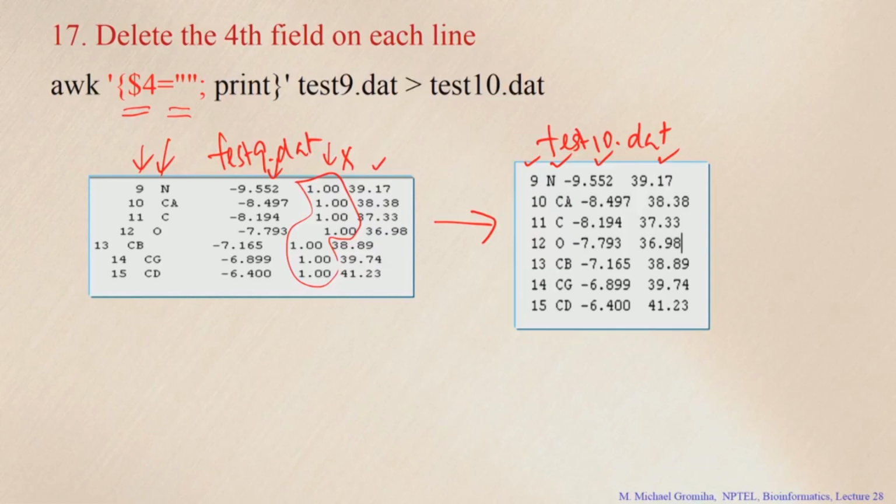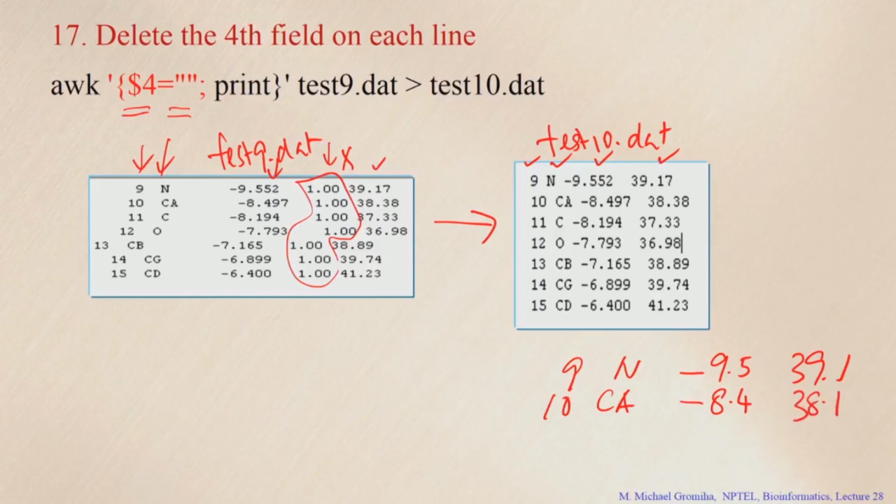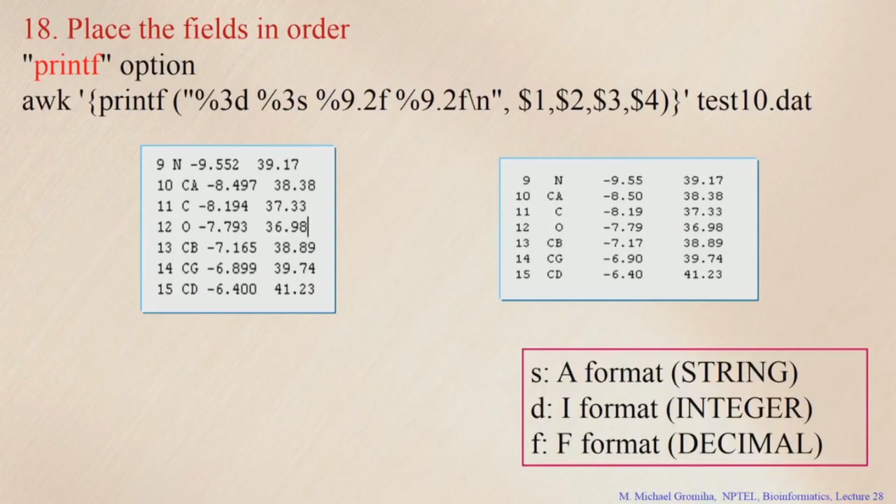So, in the file. Now, if you see this one, okay, so this is not in order, right, this is arranged in chaos. So, is it possible to arrange this in order, because it is better if you have it in a specific order. For example, it is 9 and minus 9.5 and 39.1. So, 10 should be like this, right. So, C A, right, this should be exactly 8.4. So, this is 38.1. So, if we arrange this, that looks good, right.